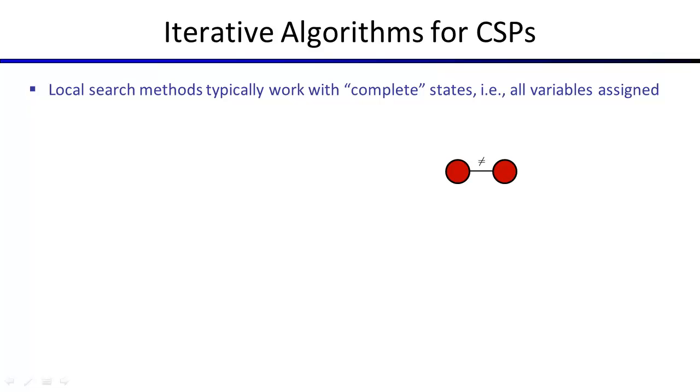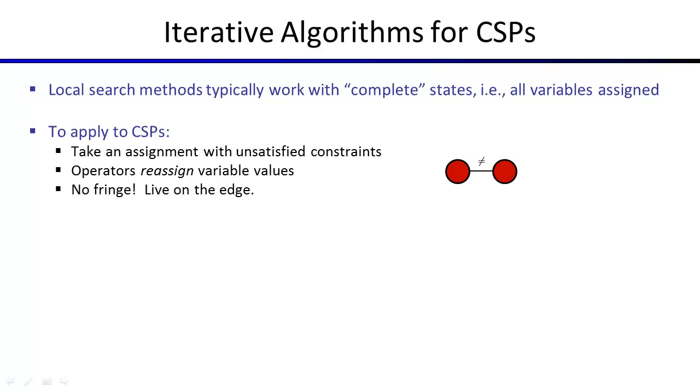Okay, but every variable is assigned. Okay, how do we use this idea for CSPs? To apply a complete state algorithm to CSPs, you take a complete assignment. There are some constraints that are unsatisfied. And so what you do is you have operators that, rather than extending the assignment by adding a new variable, change the assignment. So they reassign a variable to a new value.